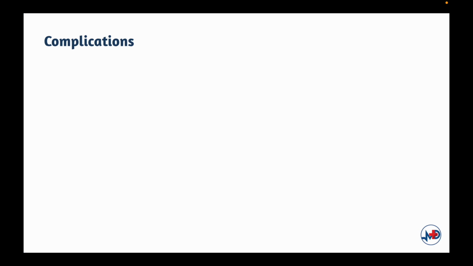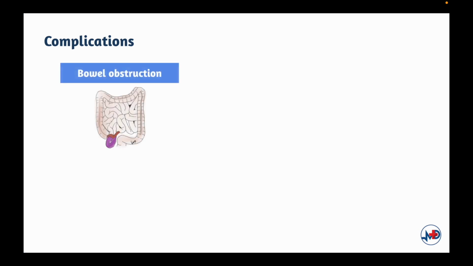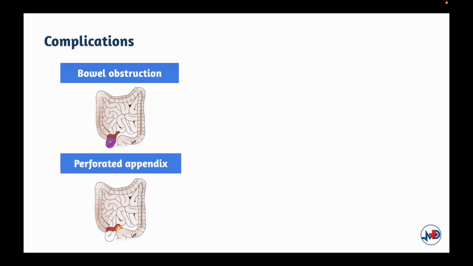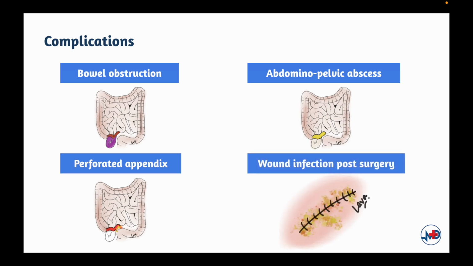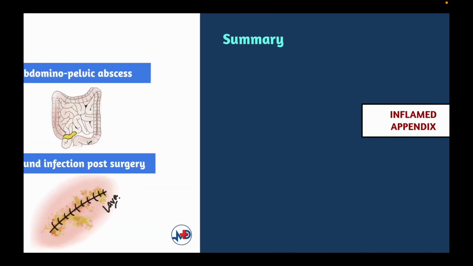Finally, let's look at the complications of appendicitis. Important complications to look out for would be bowel obstruction, abdominopelvic abscesses, perforated appendix, and wound infection post-surgery. Due to the nature of the disease and location of the source of infection close to the bowels, one should expect a risk of translocation of gut organisms causing infection, which then eventually leads to an abscess.